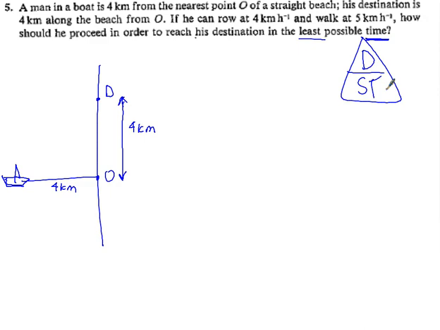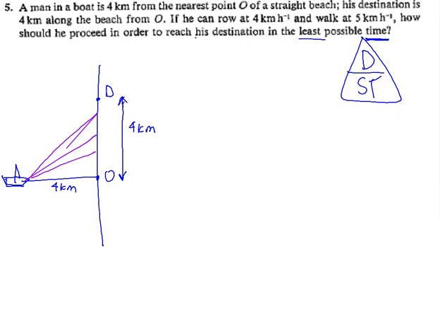So the scenario is, the possible things are, he can row straight to the destination like that. But remember, he's rowing at 4 kilometres an hour. Or he could row to somewhere like here, row at 4 kilometres an hour, and then walk at 5 kilometres per hour. So whereabouts does he need to row to? At which point does he need to row so that he gets to his destination in the quickest time? Okay, so there's all these different possibilities.